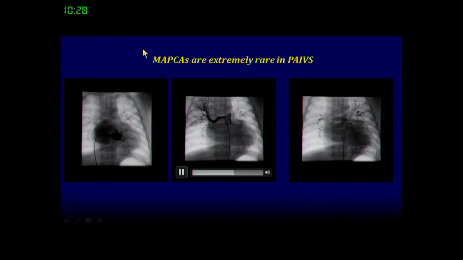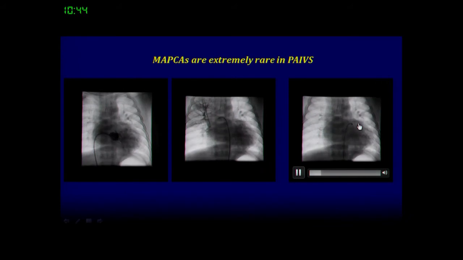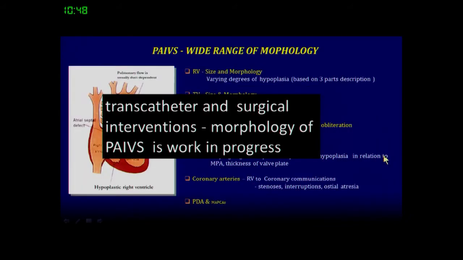So lastly, MAPCAs are extremely rare in PAIVS, unlike the next talk by Dr. Bharat. But one of those rare cases where we see MAPCAs to the right upper lungs, and the rest of the lungs is provided by this MAPCA from the other MAPCA to the left side with very hypertensive changes in the left lower lobe. So finally, I just want to mention some of these cases where the morphology changes when we intervene either as surgeons or as cardiologists.